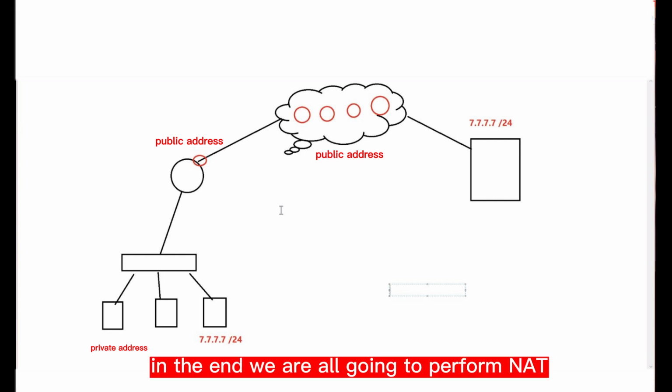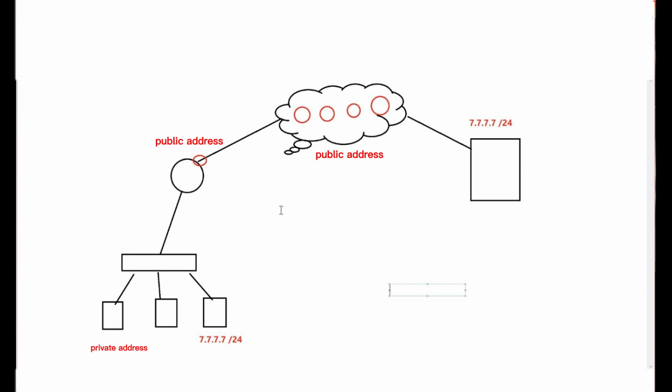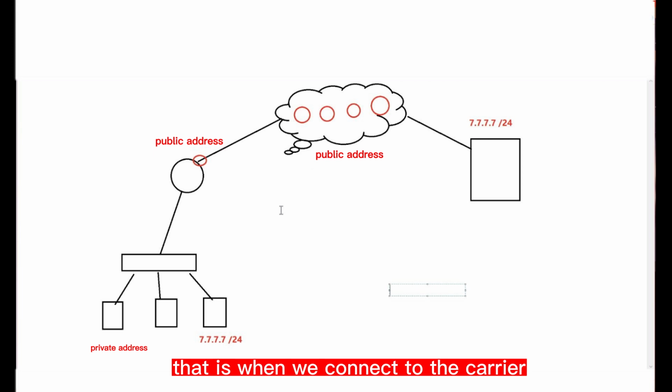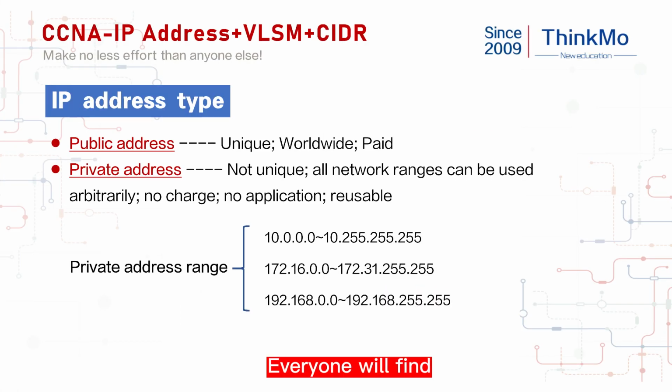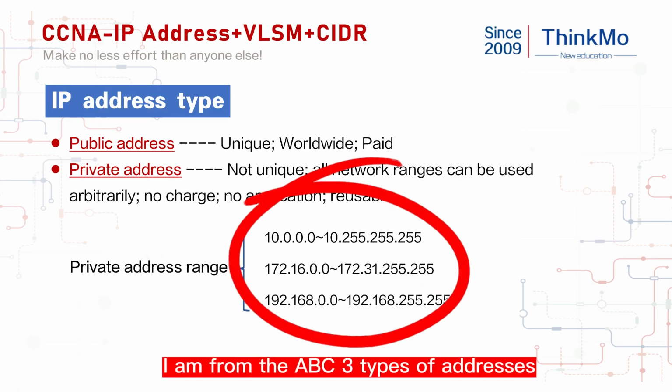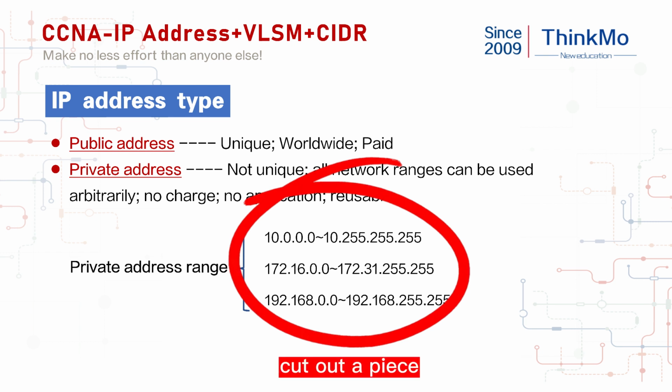In the end we are all going to perform NAT, that is, when we connect to the carrier, one address is enough to meet the current needs of internal internet access. Then for private addresses, there is a stipulation, that is, the range of private addresses. Everyone will find that from the ABC 3 types of addresses, a piece is cut out as the private address.